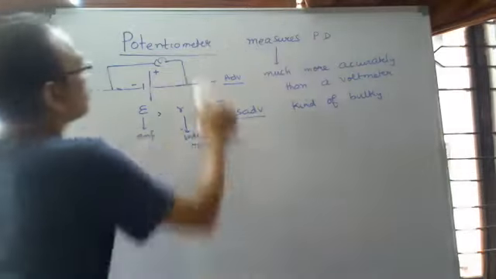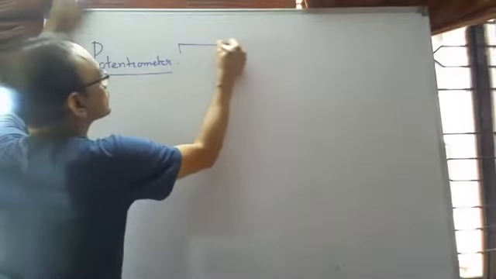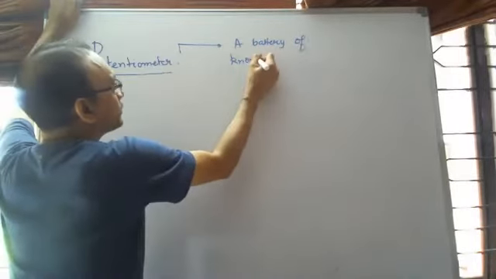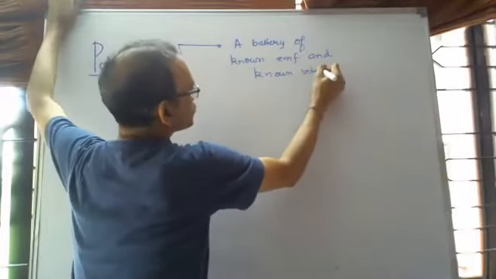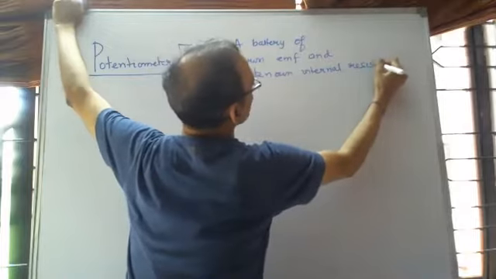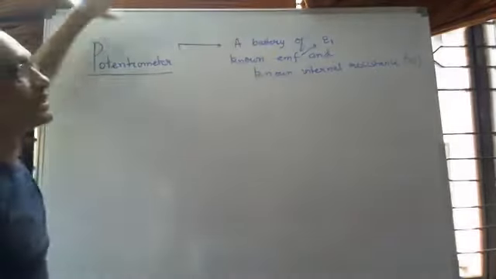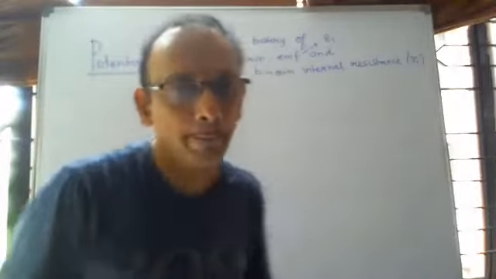Now, what all do we need in this? What all should a potentiometer have? First, a battery of known EMF and known internal resistance. I'll draw that also. Write it down: known EMF, so this is epsilon 1, and known internal resistance for it. There is a battery about which we have complete information.